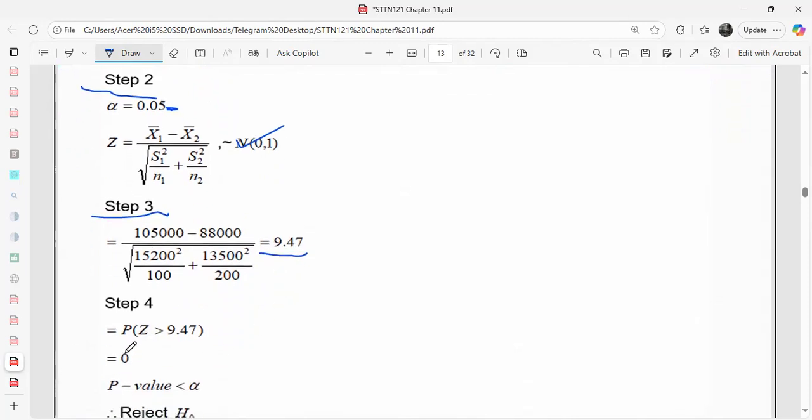So since they got 9.47, this probability here is not there on the table. So what do you do? If the probability is not there on the table, they take it as 1. But remember that under the language of probability, we said that if they mention greater than, at least, exceed, more than, we're going to say 1 minus the probability. So 1 minus our probability, which is 1 here. That's the reason why we got the answer of 0.